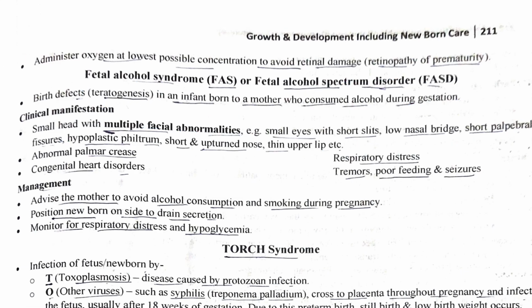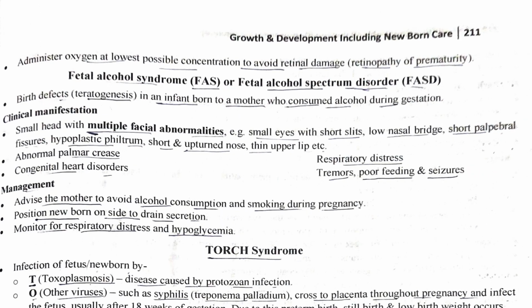Abnormal palmar crease, respiratory distress, congenital heart disorder, tremors, poor feeding and seizures. Management: advise the mother to avoid alcohol consumption and smoking during pregnancy, position the newborn on the side to drain secretions, monitor for respiratory distress and hypoglycemia.